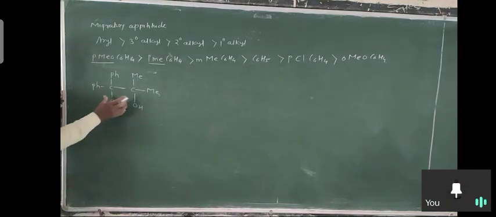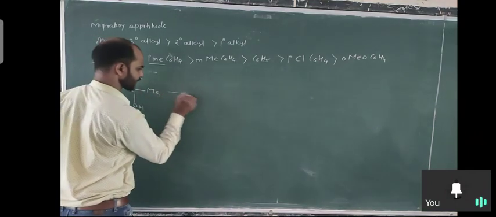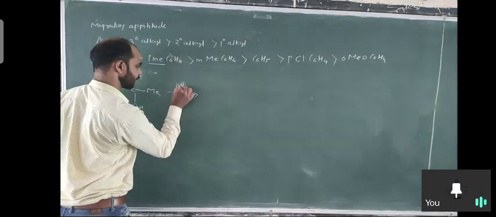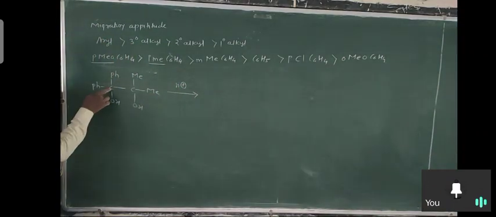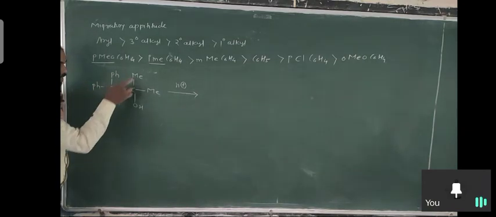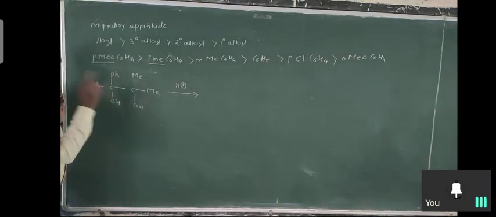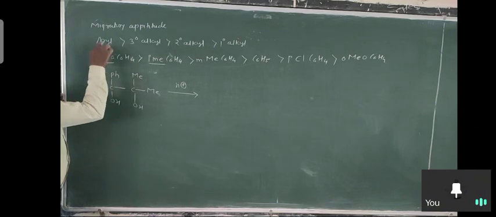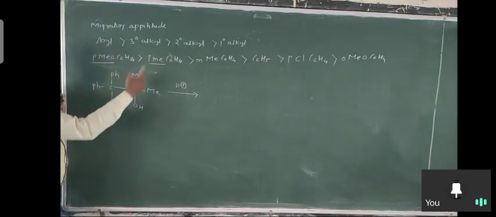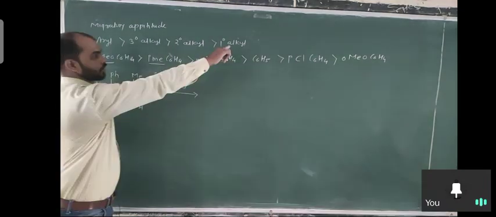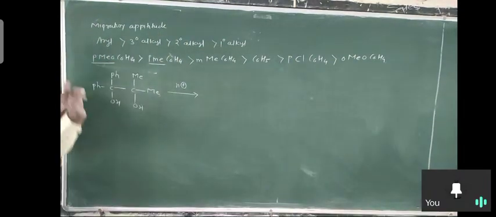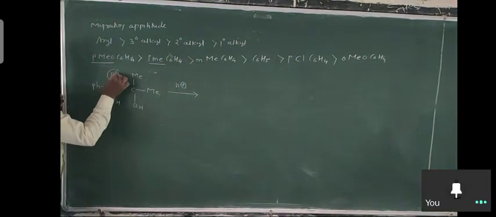Okay, so this is the example. If we compare the examples, you can easily understand. First of all, which group is migrated? This carbon has two phenyl groups, and this carbon has two methyl groups. You know the aryl group has more migratory aptitude. Methyl is a primary alkyl group, so the aryl group has more migratory aptitude than the primary alkyl. That means this group is transferred.